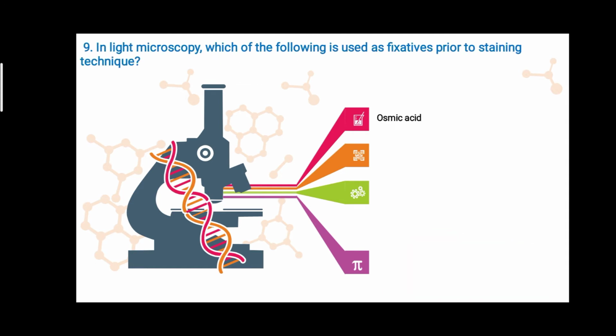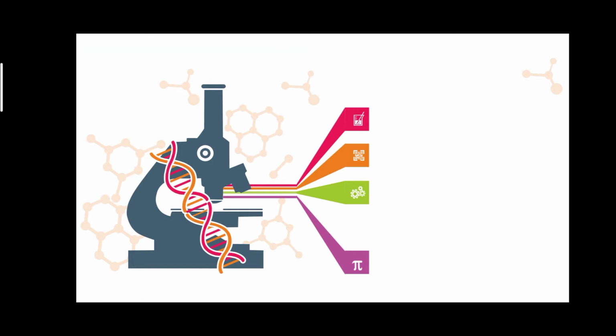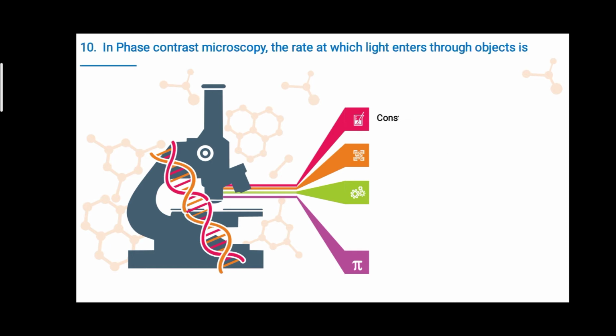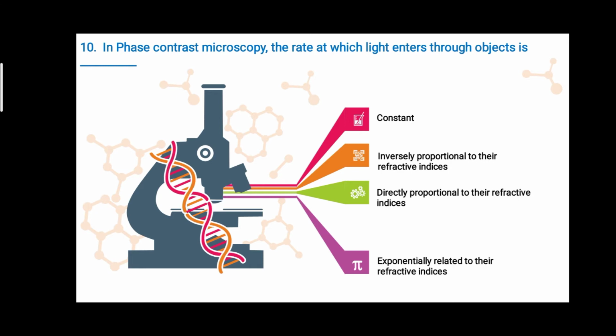In light microscopy, which of the following is used as fixatives prior to staining technique? Heat. In phase contrast microscopy, the rate at which light enters through an object is dash. Inversely proportional to their refractive indices.